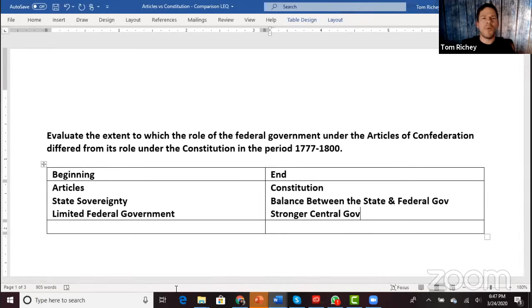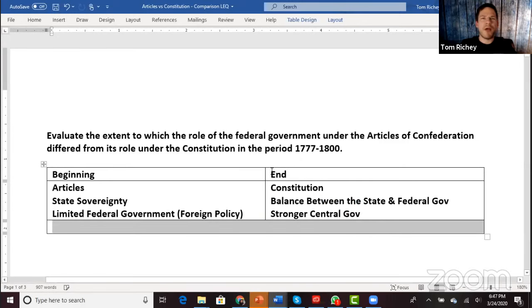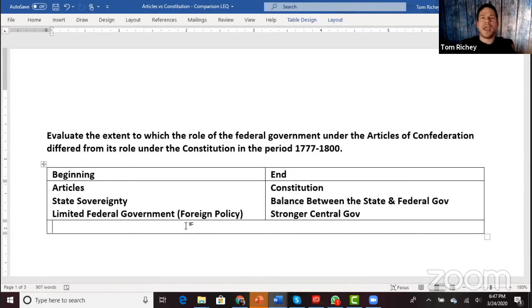Now we could say the limited federal government was mostly about foreign policy. Like 90% of the powers of Congress had to do with foreign policy. What we could say is that the whole time we do see a trend in the growth of the power of the central government.